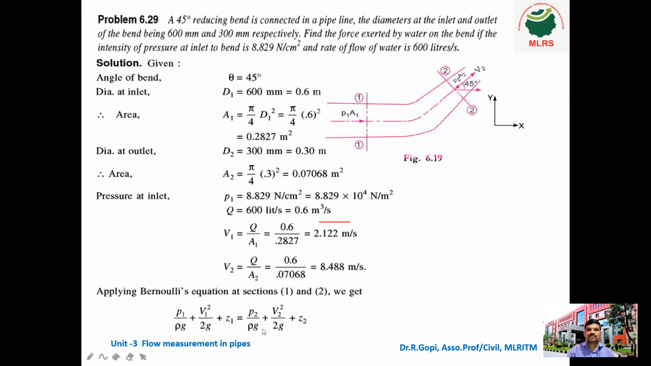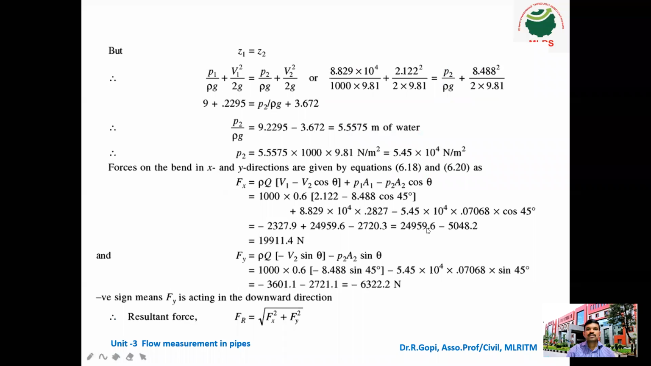Now, Z1 and Z2 both are on the same datum line, because the pipe turns in the horizontal direction only, not in the vertical direction. So the pipe goes straight and then turns like this, not in vertical direction. Vertical direction means definitely Z1 and Z2 will come.